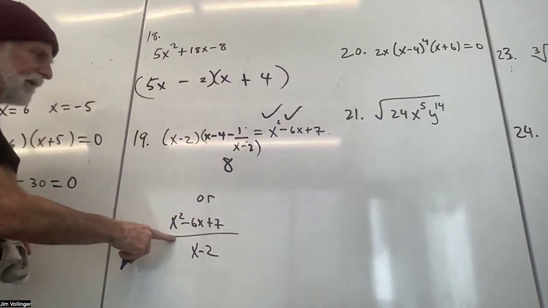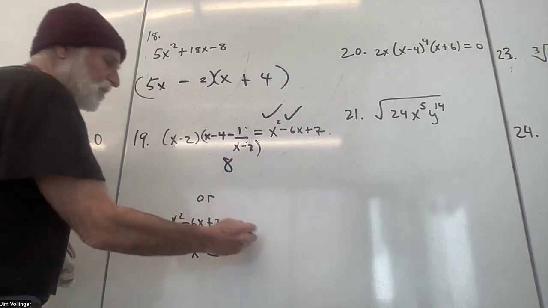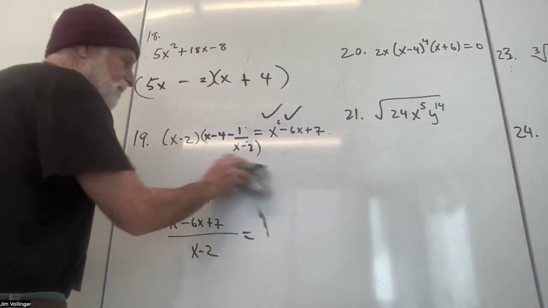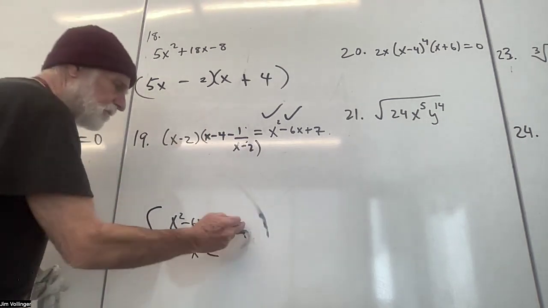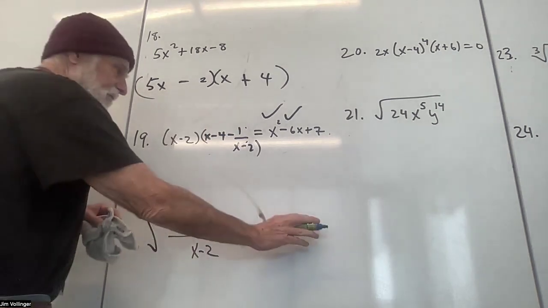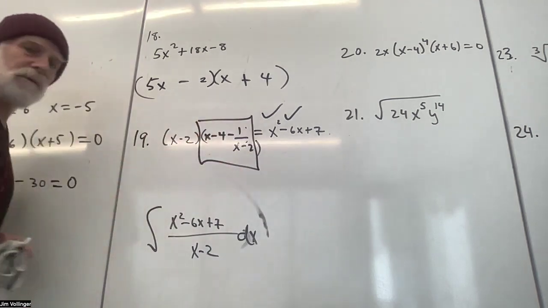Now that's the same thing as saying x squared minus 6x plus 7 divided by x minus 2 equals what? And why am I showing you that? Because the next time you might see it is in a calculus class where you integrate this with respect to x, and people don't have trouble integrating the answer, they have trouble getting that answer. So that's why we're practicing.